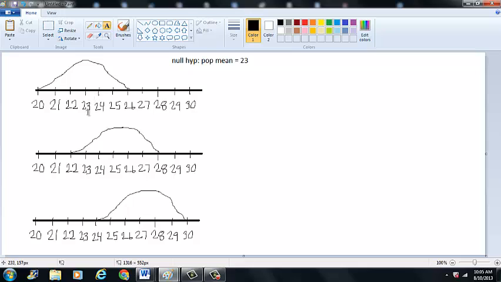This is the situation in which the population mean equals 23, which is where the null value is at the center. And what you use for the t-test is the curve that goes around, the curve that's centered at the null value, which is the value that you're testing.